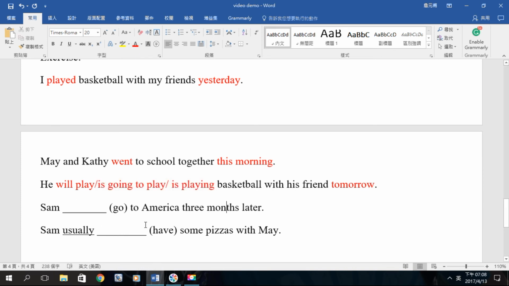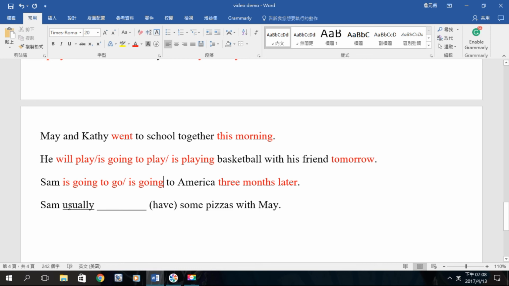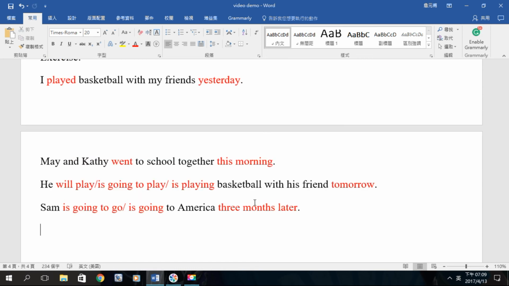As for the next one, Sam to America 3 months later. Again, 3 months later, a future tense time marker. So the possible answers are a lot. You can say Sam will go to America 3 months later. But usually when we talk about going to America for 3 months, we have a plan. So it's better to say Sam is going to go to America 3 months later. Or better, go is a special word, remember? So we say Sam is going to America 3 months later. As for the last one, let's take this one out. So this is the end of the exercise.